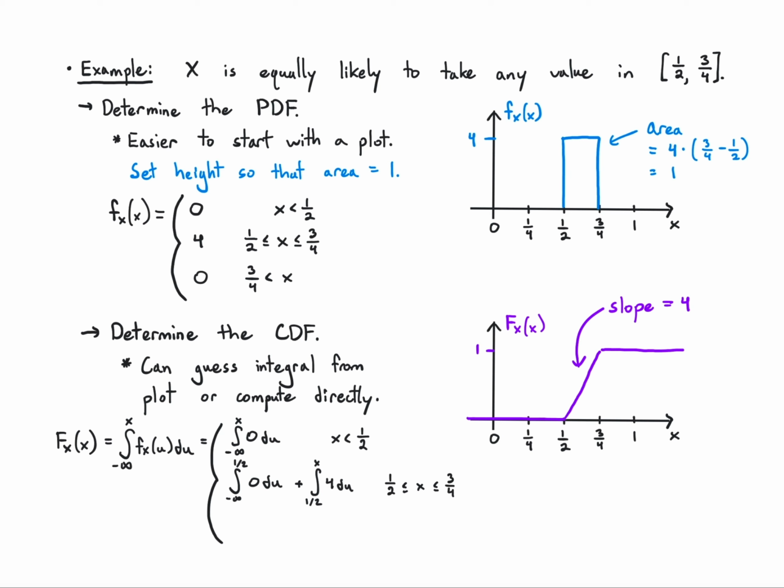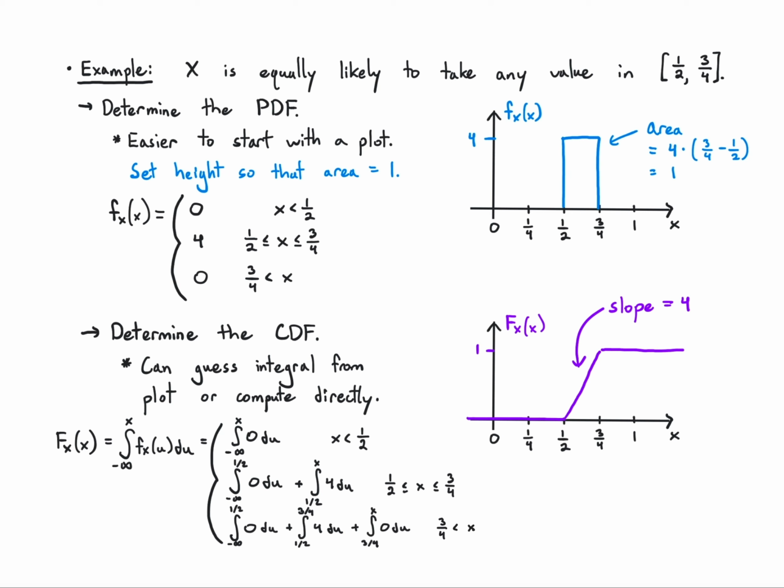So this is where my integral ends in the interesting part of the PDF, where it's gone up to height 4. And now after I've crossed through the interesting part of the PDF, I'm going to get the integral up to 1/2 for 0, the integral from 1/2 to 3/4 of 4, and then I'm back down to 0, and I integrate from 3/4 up to whatever value of x I have. That's after x is larger than 3/4.